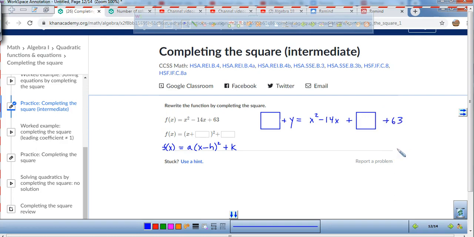Feel free to pause when you're doing this. Just pause the video to catch up with me. Alright. Next thing we're going to do is complete the square. So this is the c value. I'm going to put the c value here and the c value here. Identify the b value. The b value is negative 14.